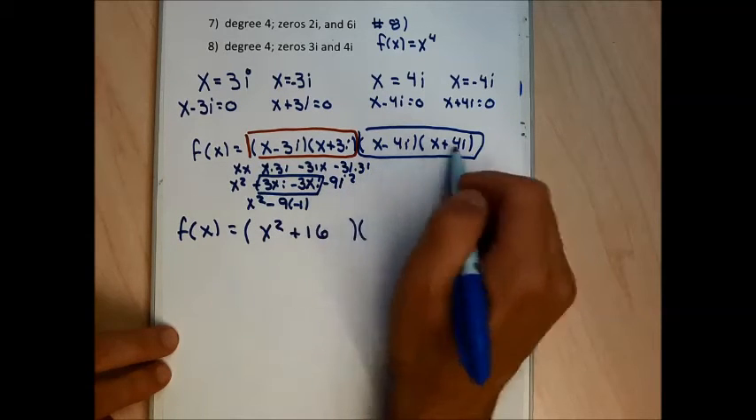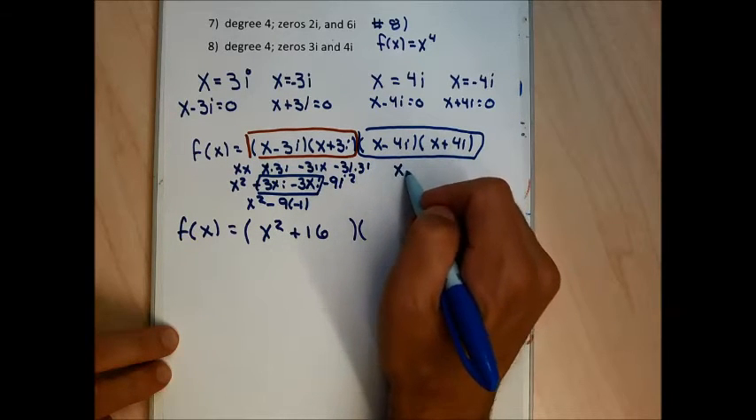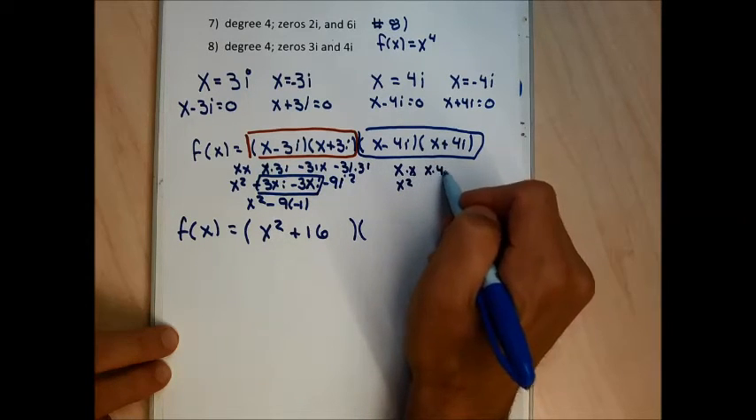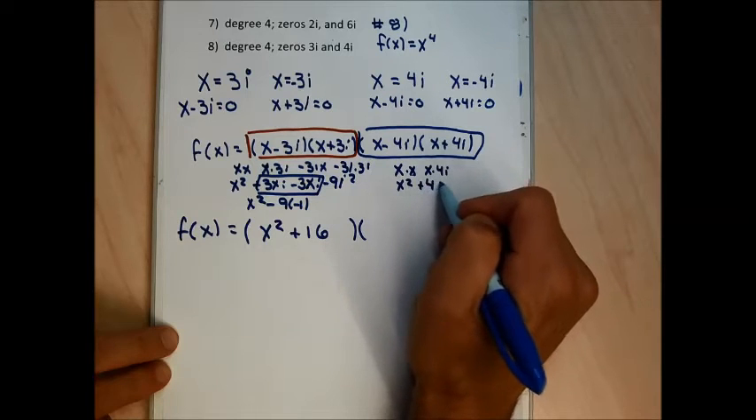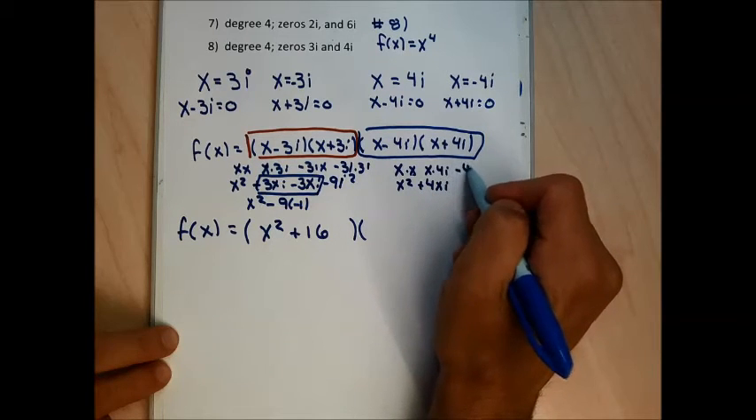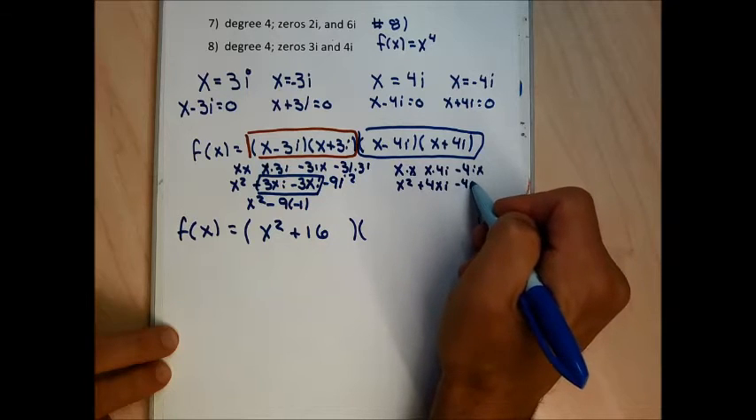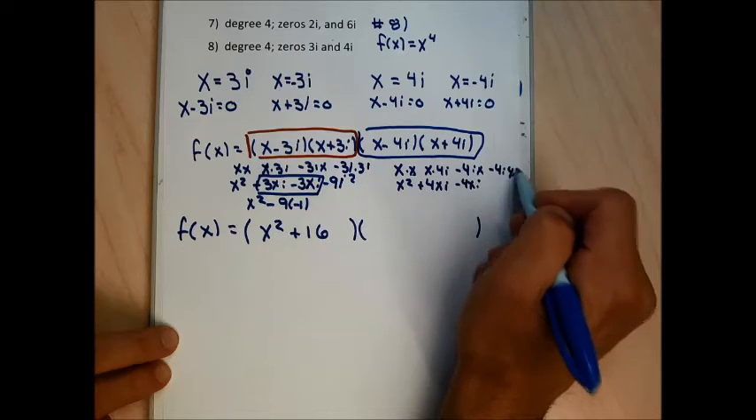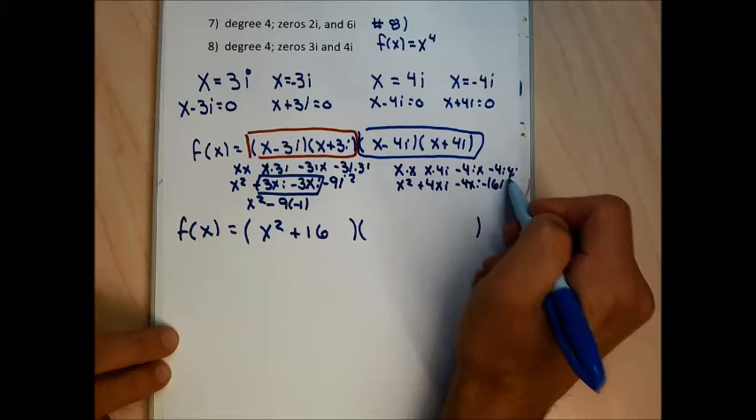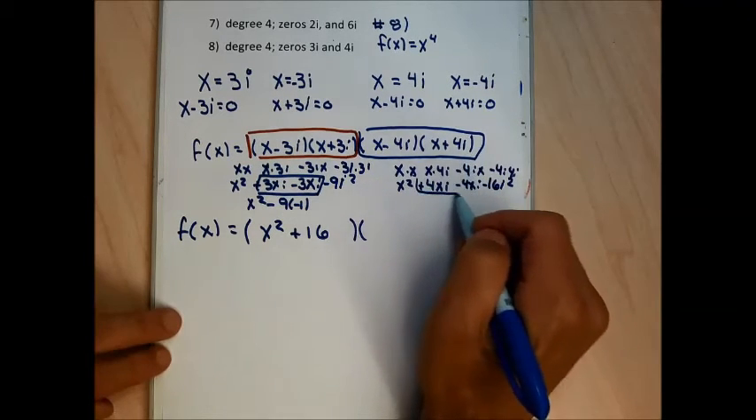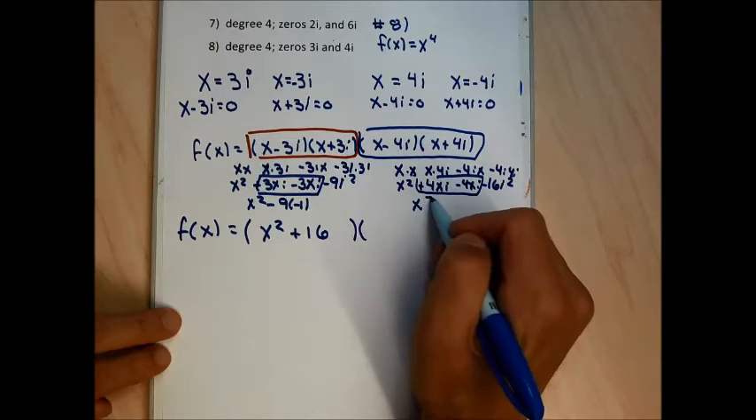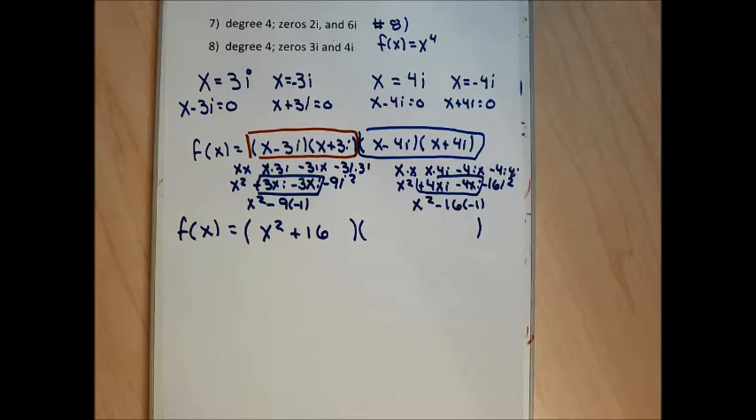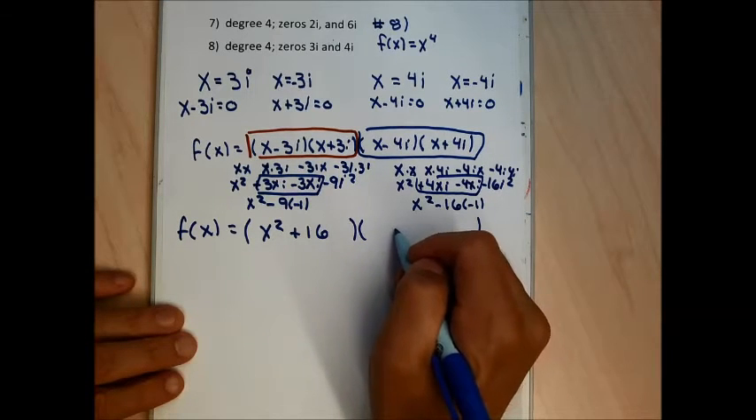Second multiplication, I'm going to do the parentheses by going x times x for the firsts, which is x squared. x times 4i for the outers is plus 4xi. The inners, minus 4i times x, is minus 4xi. And the lasts, minus 4i times 4i, is minus 16i squared. Outers and the inners cancel. I'm really left with x squared minus 16i squared, but the i squared is negative 1, and that's going to turn into x squared plus 16.